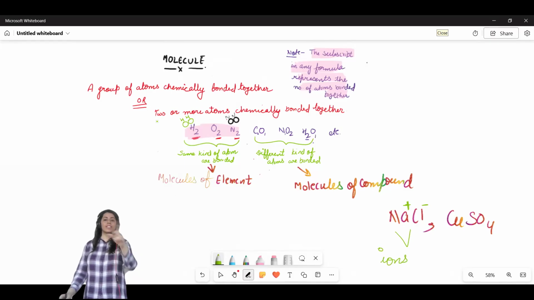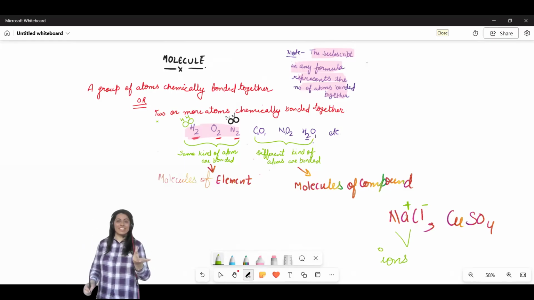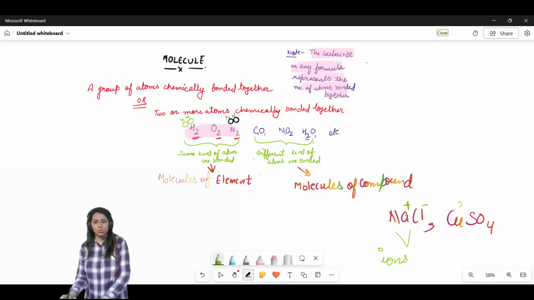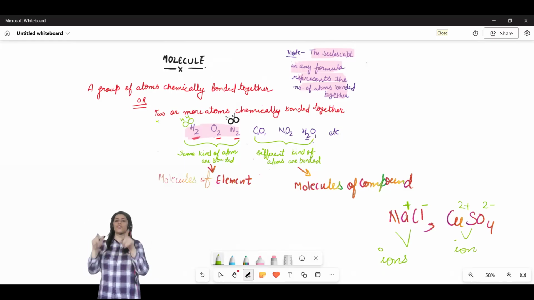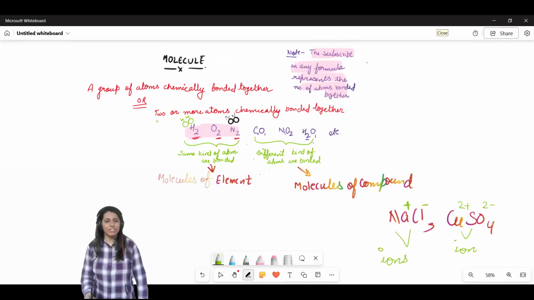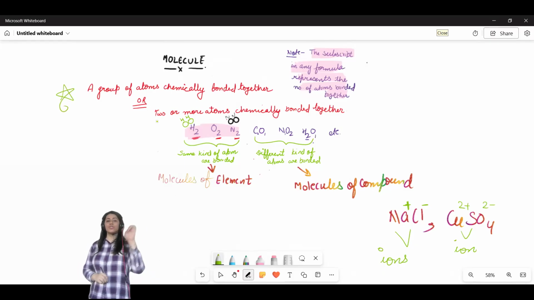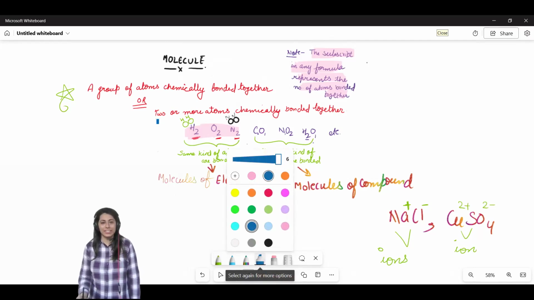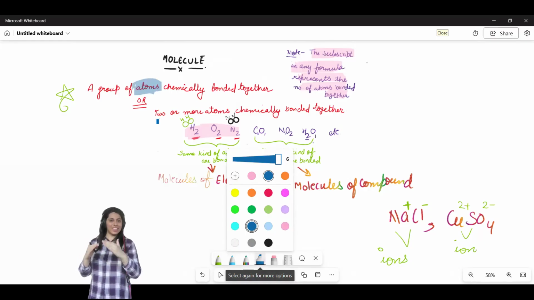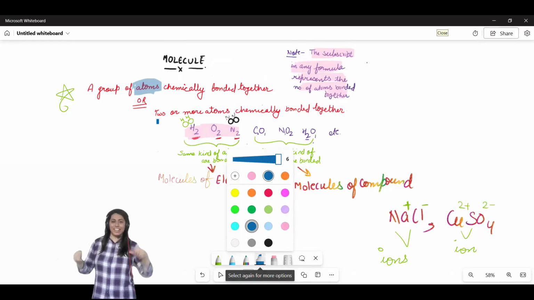Similarly, here in CuSO4, is it an ionic compound? Yes, it has Cu2+ and SO4 2- ions present in it. So, dear children, in the case of ionic compounds, we don't call these molecules. Why? The answer is simple. What is the definition of a molecule? It's a group of atoms chemically bonded together, and the highlighted word here should be atoms. But here, what do we have? We have not just atoms, but ions staying together, right? Ions are chemically bonded here. So that's where it fails.